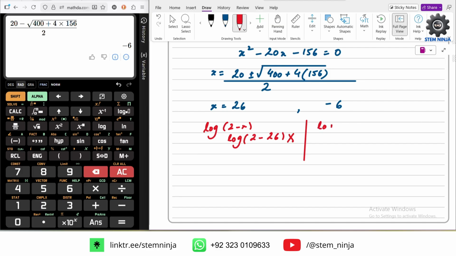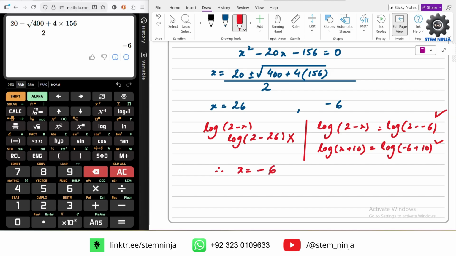For this one, log of 2 minus x becomes log of 2 minus minus 6, which is correct. That means this is defined at that point. So x plus 10, that is minus 6 plus 10, is also defined. So therefore the final answer we have to choose is negative 6.